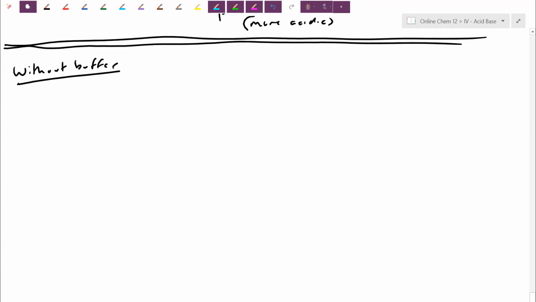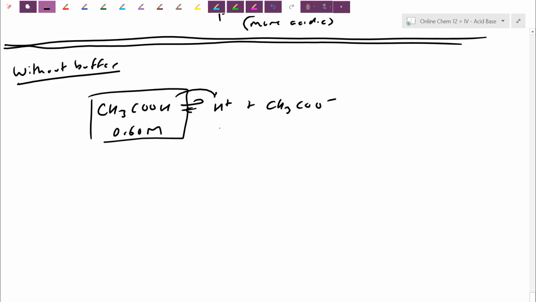So what does a system without a buffer look like? Maybe I just have the acetic acid, but I did not artificially beef up the acetate content. So let's start off here. Let's start off with the same 0.60 molar, so an equimolar solution. I want to know how much H plus, how much acetate there is. This is a standard Ka problem.